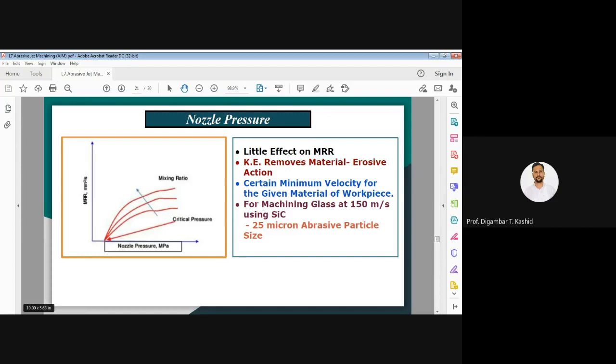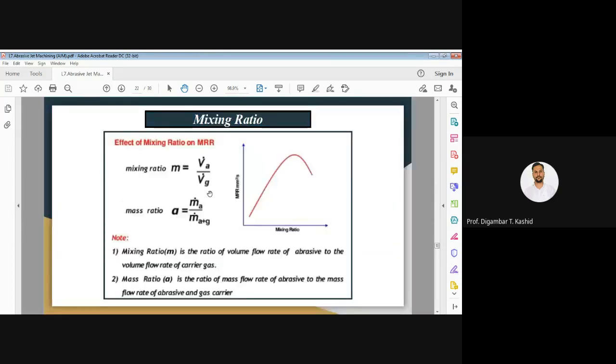Okay, so as you can see, the critical pressure here, which I have shown with the red arrow, is the minimum requirement for material removal rate. And after that, if you increase the pressure, definitely your material removal rate is going to increase. And here we also have another parameter, that is the mixing ratio. Now I will show you some formula to calculate this mixing ratio. You can see in this slide. Okay, the mixing ratio formula I have shown here.